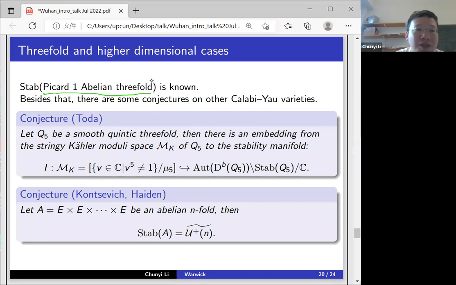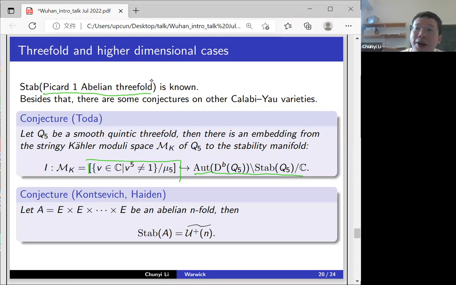The first is the case of a smooth quintic threefold, where the so-called stability manifold quotient space, as a conjecture, contains something from mirror symmetry, the so-called stringy Kähler moduli space. I'll show you a picture of what roughly it means.